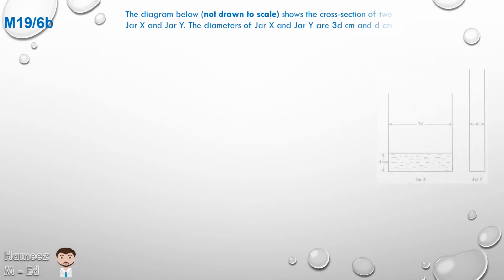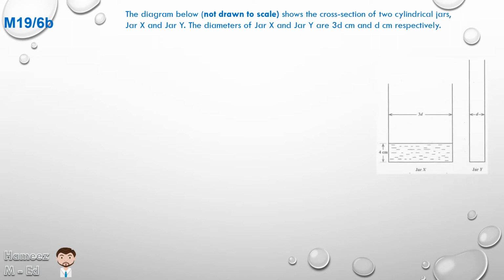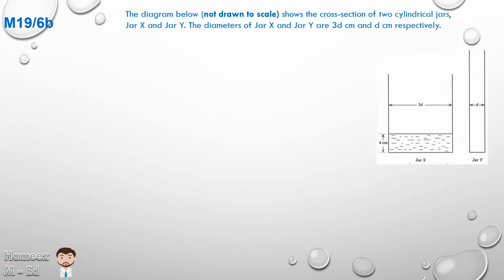May 2019, number 6b. The diagram below, not drawn to scale, shows the cross-section of two cylindrical jars, jar X and jar Y. The diameters of jar X and jar Y are 3D centimeters and D centimeters respectively, and we can see that from our diagram.